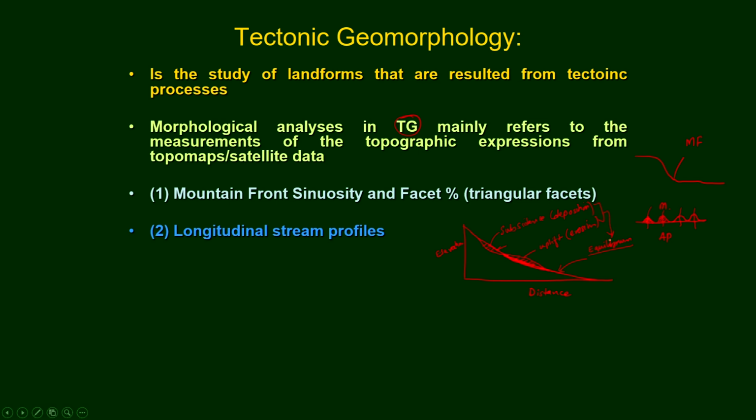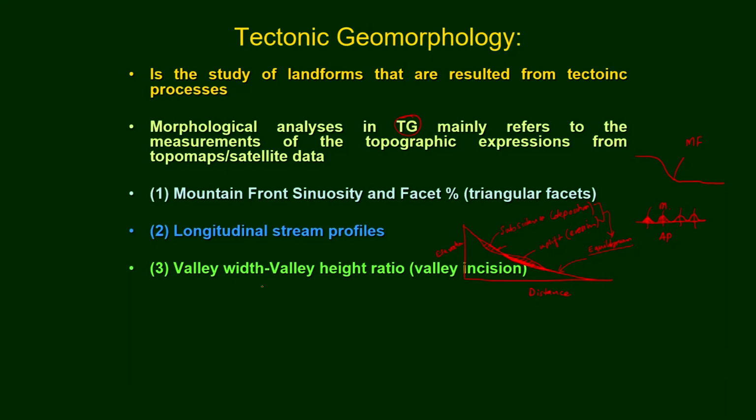So, longitudinal profiles are also important when we are trying to understand how the tectonic influence is there. Then another point is the valley width to valley height ratio. If you have a stream flowing like this, and you take a cross section, for example AB, then what you usually see is that the stream has a profile like this. This is point A and this is point B.